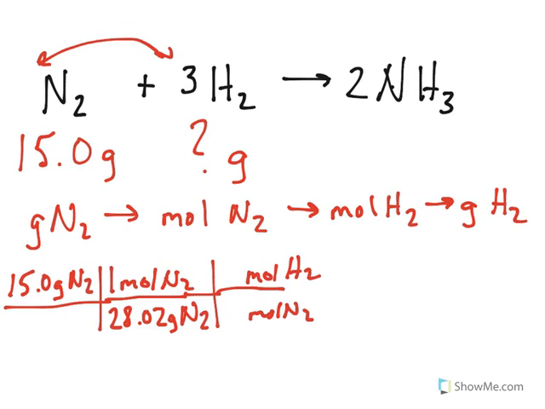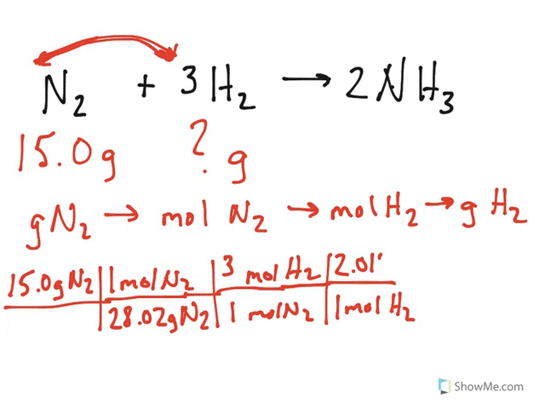And again, the mole-to-mole ratio right here is the same thing as their coefficients out front. So for every 1 nitrogen, you need 3 hydrogens. So hydrogen will actually be consumed 3 times as quickly as the nitrogen during this reaction. And then last, we need to get rid of that mole of hydrogen, and we'll do that by using its molar mass. The molar mass of hydrogen, which is diatomic, is 2.016 grams.